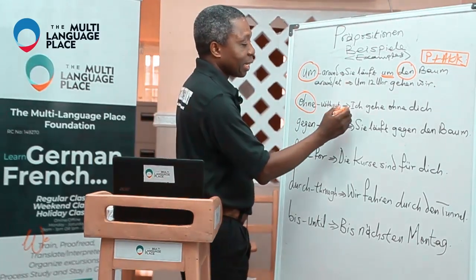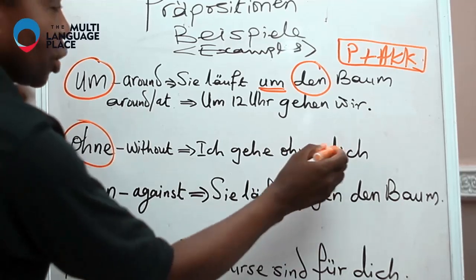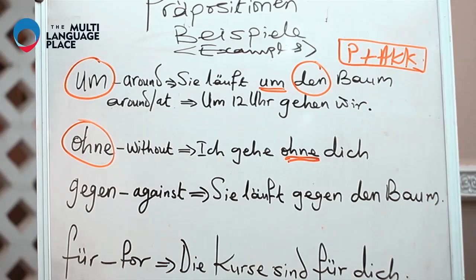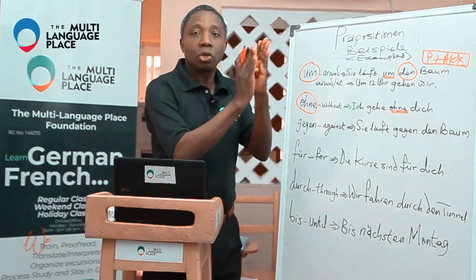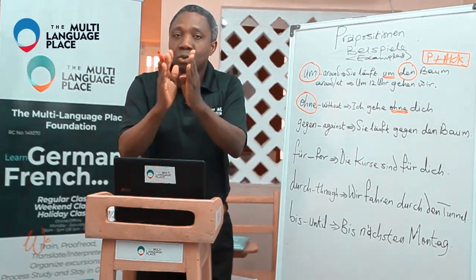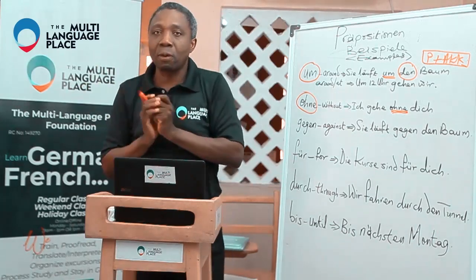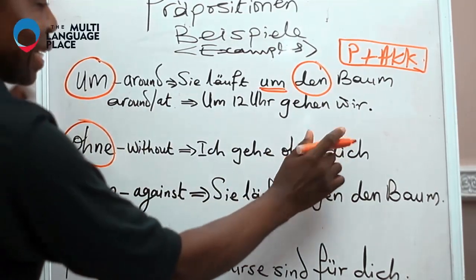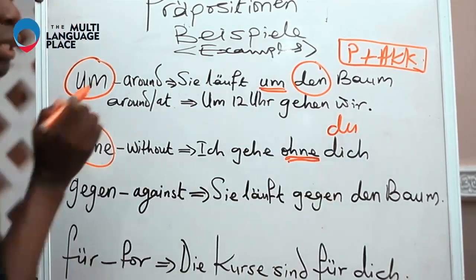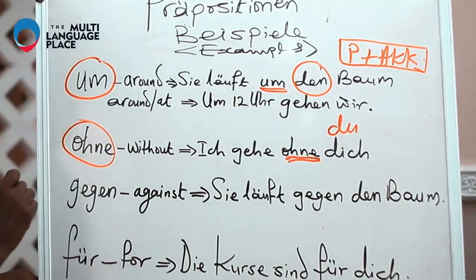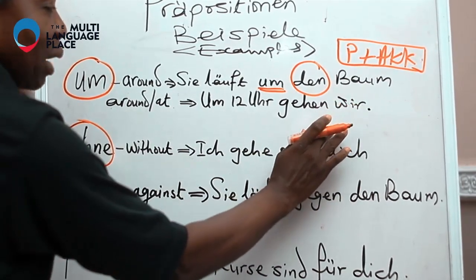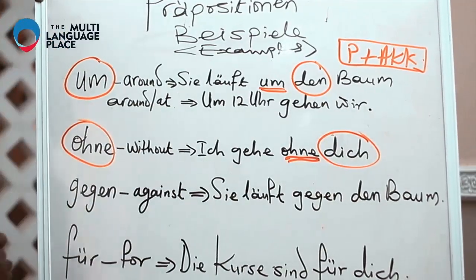Then we go to the next one, ohne, and it means without. And I have a sentence here, ich gehe ohne dich. Here is ohne. And this is a personal pronoun, but the personal pronoun is in the accusative form. Remember, we have nominative form, we have accusative form, we have dative form. So then, if we're looking at this, the nominative form of this is du. This is the nominative form, and this is the accusative form. And that's why, after this ohne, we have the accusative form of du.